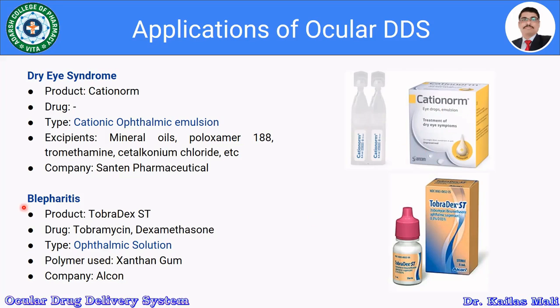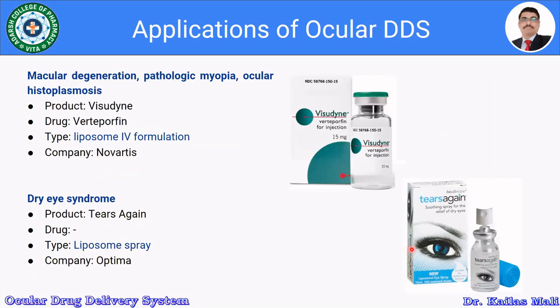Then for blepharitis, the Tobradex ST product is available. It contains the drugs tobramycin and dexamethasone. It is available as an ophthalmic solution, and a polymer like xanthan gum is used to prepare the Tobradex ST, and it is manufactured by Alcon.